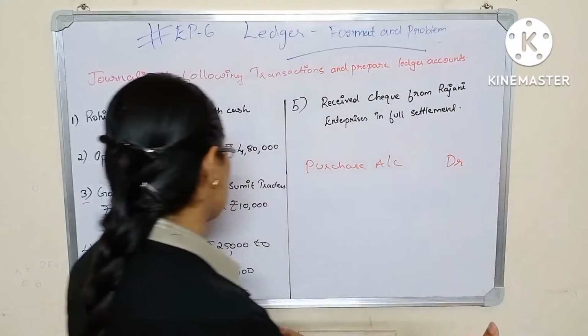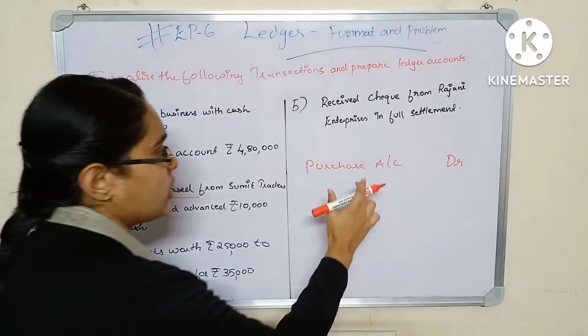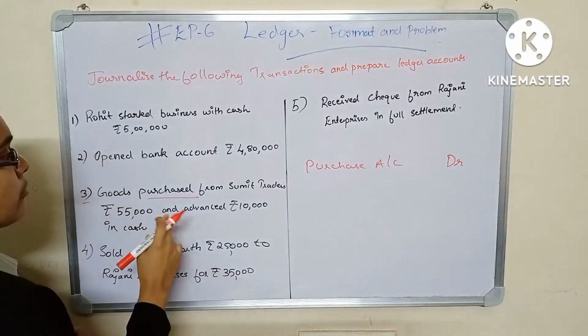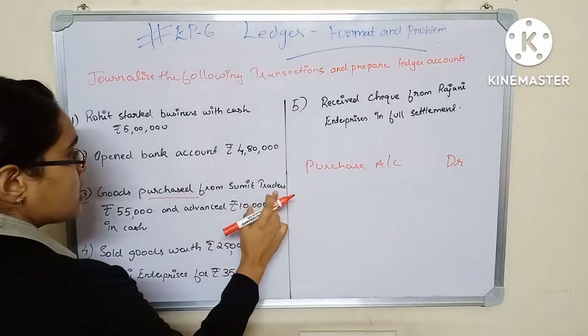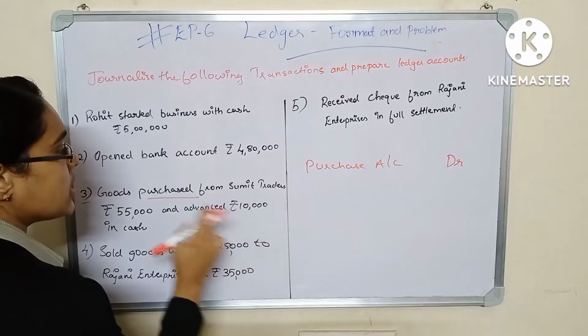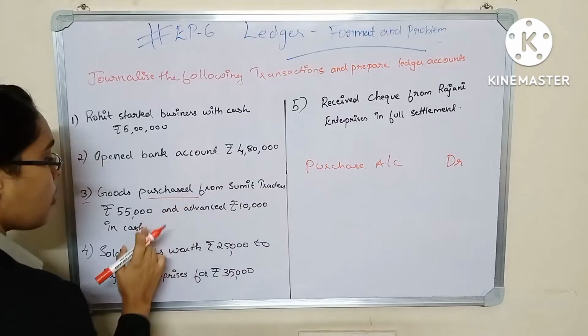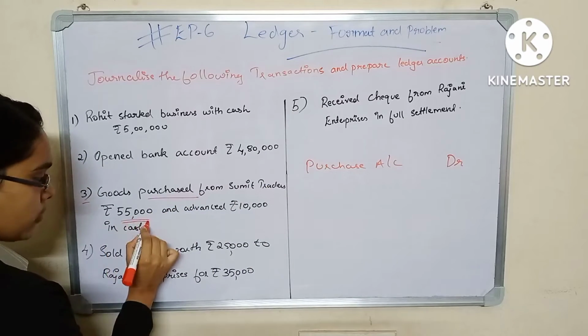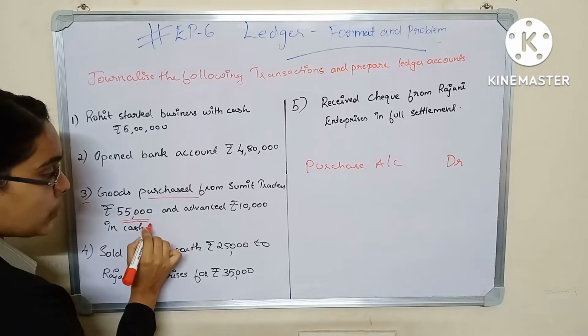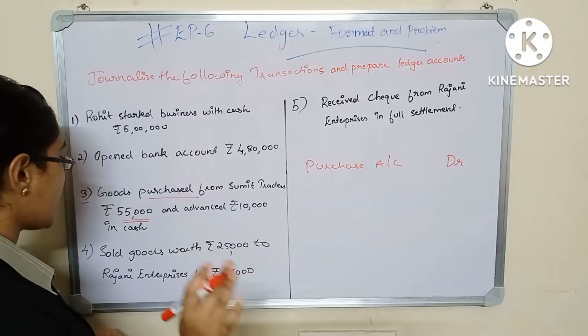You understand it's a purchase, so goods are coming in. Again, you will debit it. Then, from whom are you purchasing it? Sumit Traders. You are purchasing the goods from Sumit Traders for how much? 55,000 rupees. And the question has not ended.